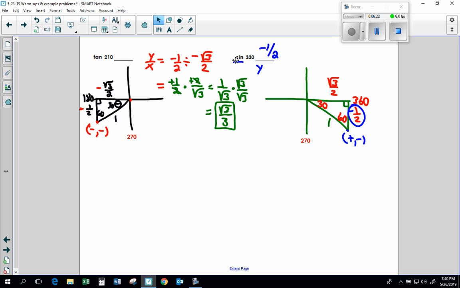So now we just do whatever the trig function says. It only wants sine. We know the sine is the Y coordinate. So what is the Y coordinate here? Negative 1/2. There's our answer. So that is a review of the first sheet we had done.